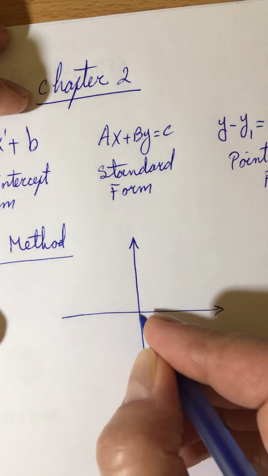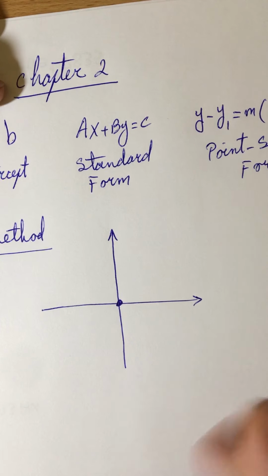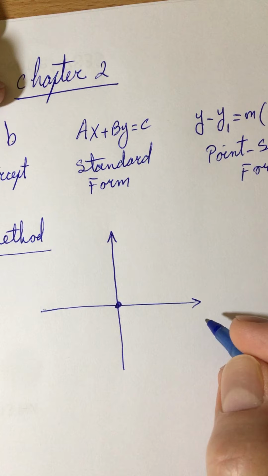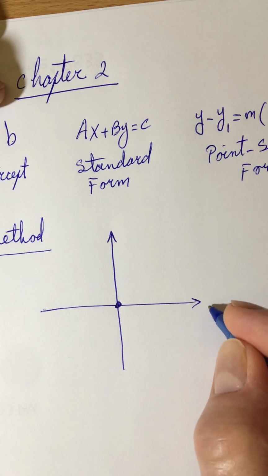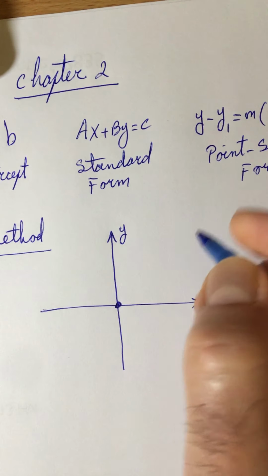But anyways, the point of intersection of these two straight lines is called the origin. This is the horizontal axis. This is the vertical axis. We usually label the horizontal axis by x and the vertical axis by y. Not always, but a lot of the time.